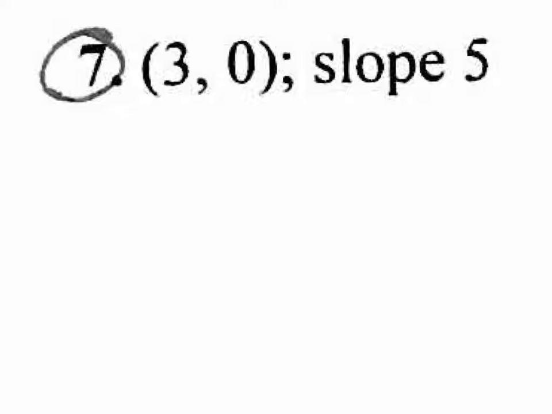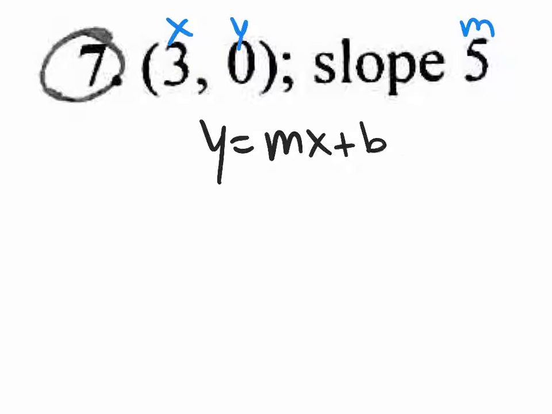So the first thing to do on number 7 is to take what they give you and plug it all into y equals mx plus b. What is it that they gave you here? They gave you an x value, a y value, and an m value. So let's plug it all into y equals mx plus b.